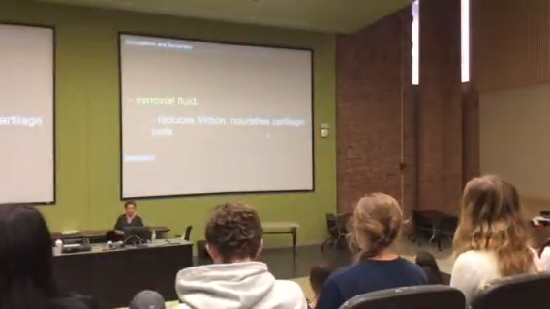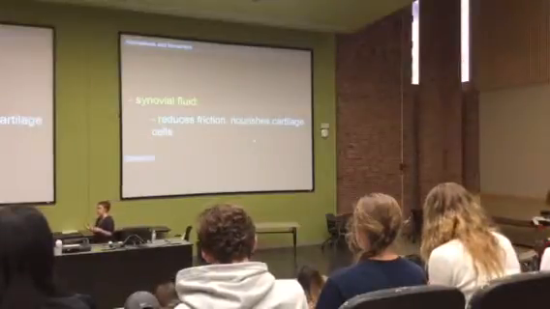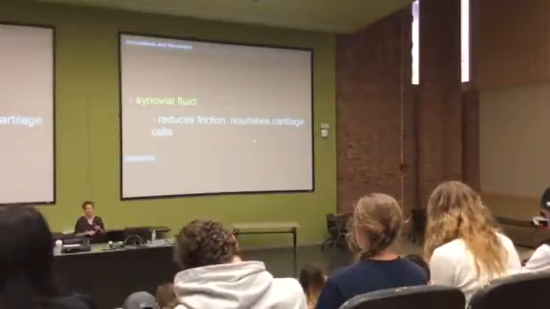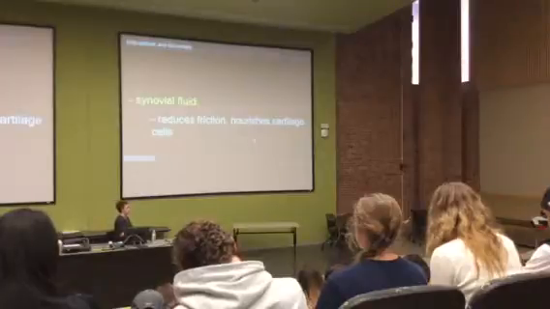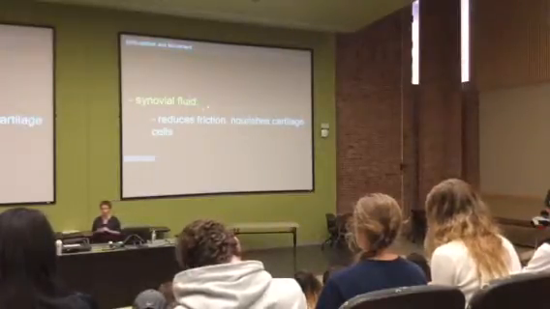Synovial fluid, again, is there to reduce friction. It's also there to nourish the cartilage cells. Remember, cartilage was avascular, so it didn't have a direct blood supply, so we have to have some way to get nutrients, and one way here is the synovial fluid.